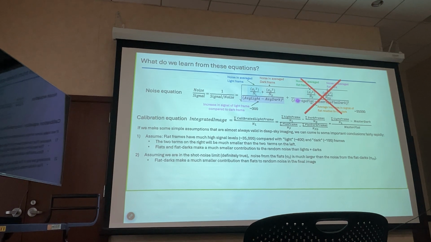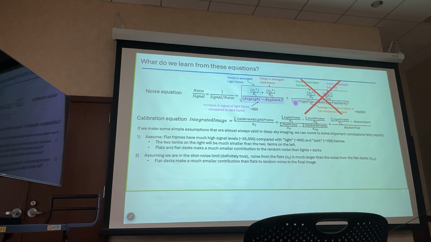On the other hand, for my flat frames, it's a big number. It's around 35,000 compared with, say, 300. So this term is about 100 times smaller than this. And what that means is that the noise from the flat frames and the flat darks is much less than that from the light frames and the dark frames.